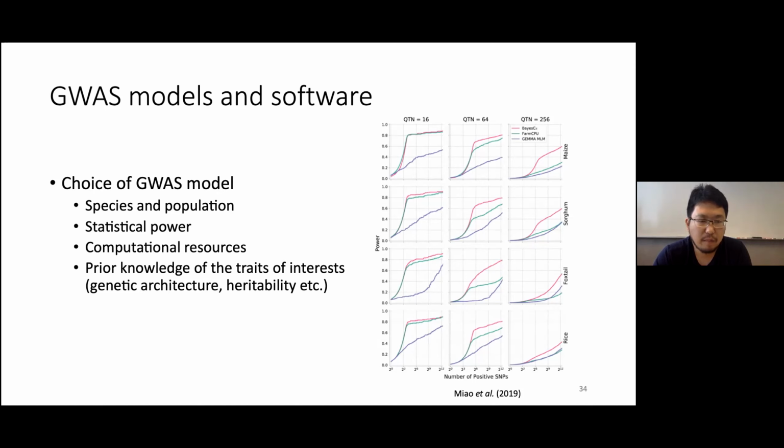And if you have any prior knowledge of the traits, like if this trait is of higher heritability or lower heritability. So as shown in this simulation study across multiple plant and crop species, with simpler genetic architecture, like they simulated 16 QTN underlying the traits to 256, you can see that usually the Bayesian method performs better than the other ones. And then there's this FarmCPU we'll try in our hands-on session. And the baseline they used here is a mixed linear model.